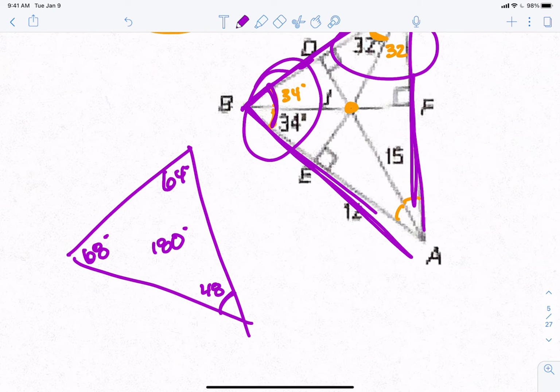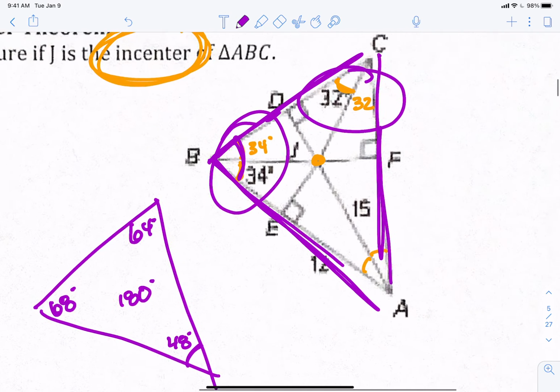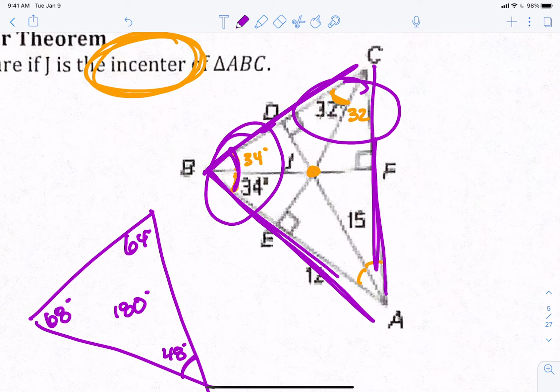Wait, okay, hold on. All of them have to add up to be 180. What did you add? 68 plus 64? Okay, so 34 and 34 together make 68, right? I'm just getting rid of the lines in the middle. 32 and 32 is 64. You add those two together and subtract that from 180, and they said it was 48.